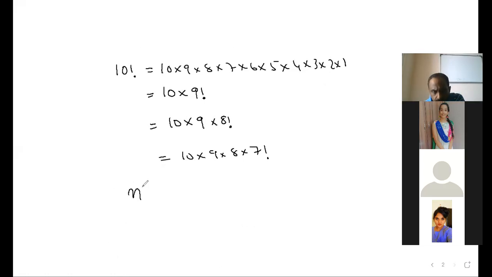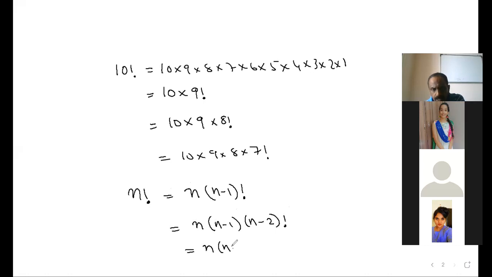So n factorial can be written as n into n minus 1 factorial. This can be written as n into n minus 1 into n minus 2 factorial. It can be written as n into n minus 1 into n minus 2 into n minus 3 factorial, and goes on like that. You can keep on reducing. Have we noted? Yes, sir.